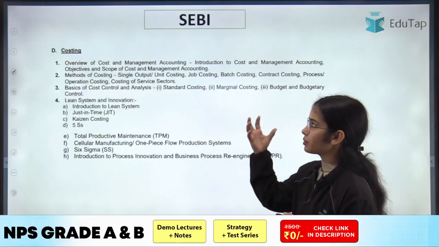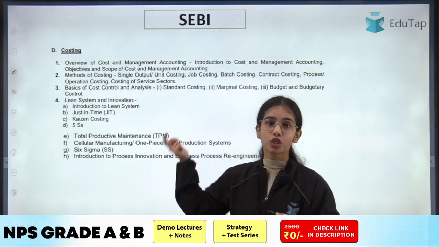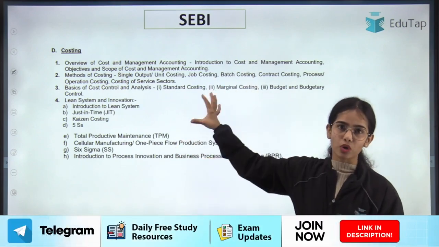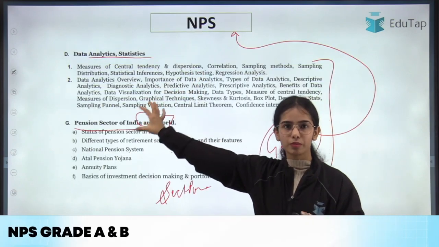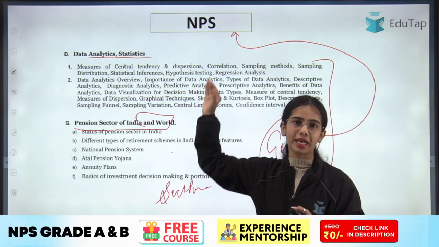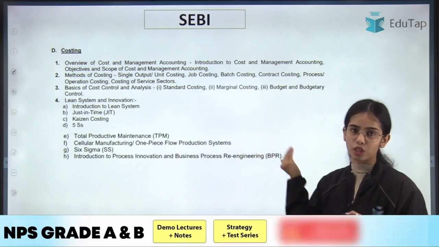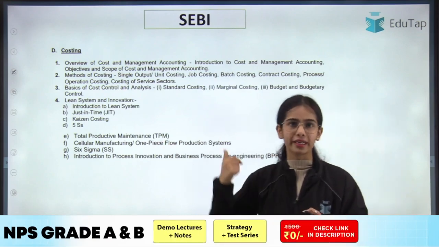So this is it. Now costing is different in SEBI. If you are preparing for SEBI, you might be preparing for costing, but costing is not part of your NPS syllabus, okay. So costing is required in SEBI, but it is not required in NPS.